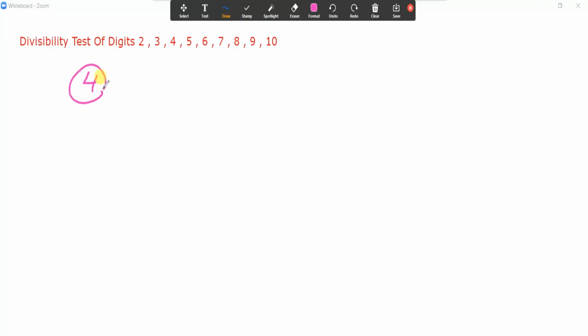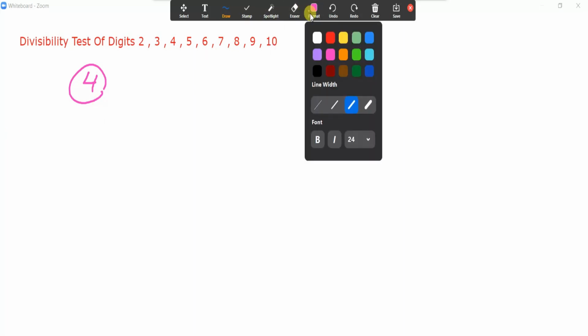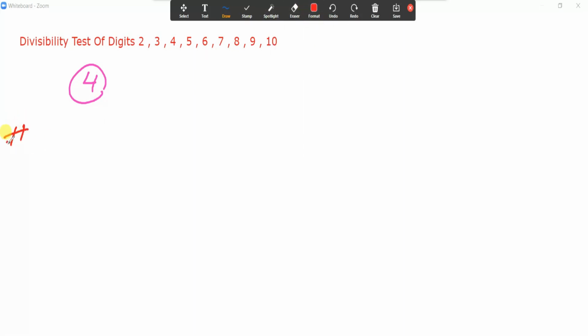So now we are at 4. Now we are going to check whether any given number is divisible by 4 or not. For that, let's take an example. Suppose the example is 3948. Now I'm going to tell you the trick whether this number is divisible by 4 or not. What we have to do is just take the last 2 digits of that number. If the last 2 digits are divisible by 4, then the whole number is also divisible by 4. Let's confirm whether 48 is divisible by 4 or not.